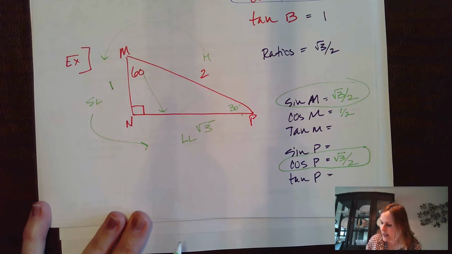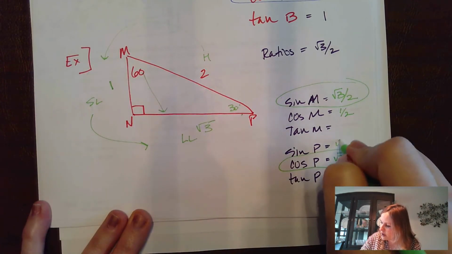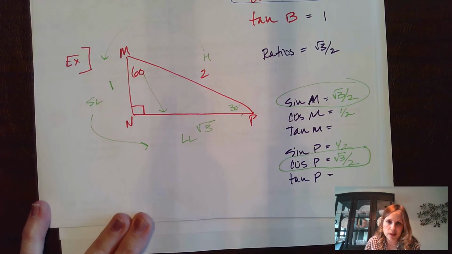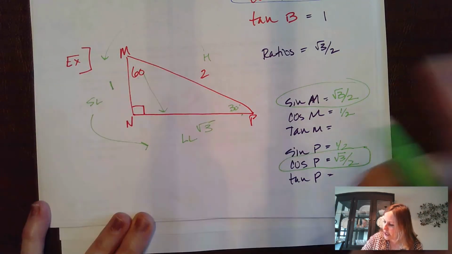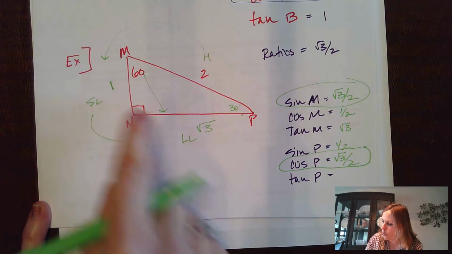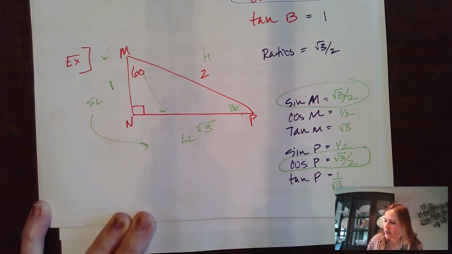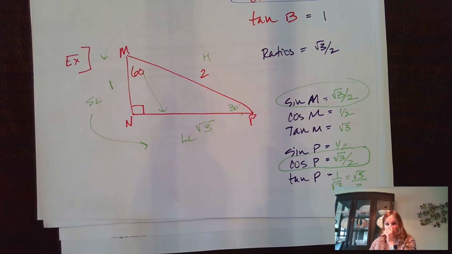Okay, that obviously does not equal root 3 over 2. And cosine of M is equal to sine of P, which is 1/2. So I'm not going to circle those because they don't equal root 3 over 2. All right, tangent. Tangent of M is opposite over adjacent, which would be root 3 over 1 or root 3, and that one's not equal. And then tangent of P would be 1 over root 3, which again we would have to rationalize to root 3 over 3. So there are only 2 ratios here that are equivalent to root 3 over 2.